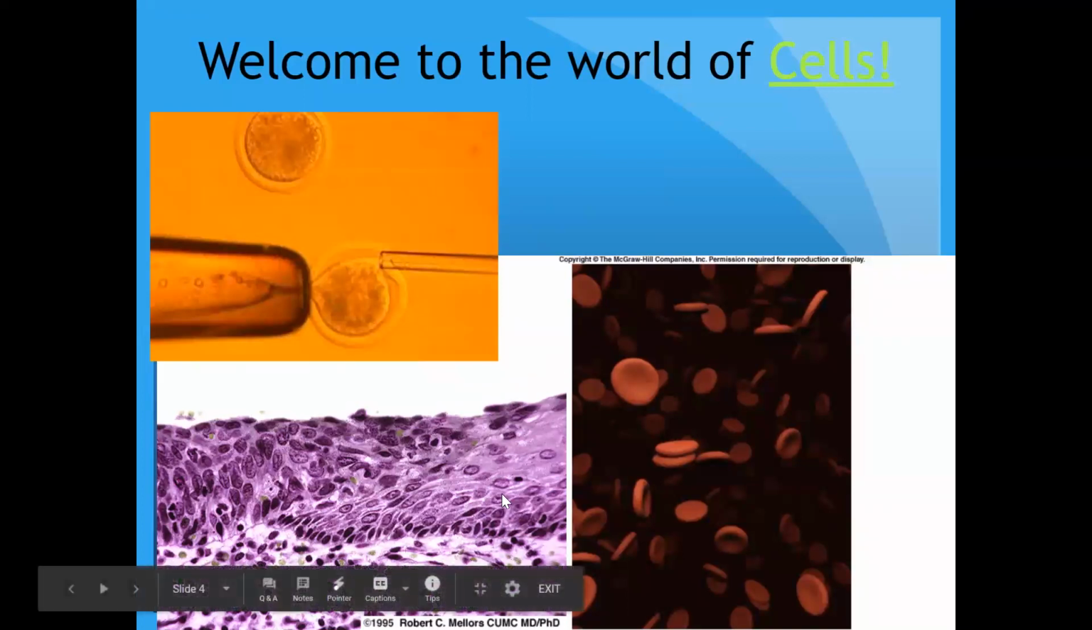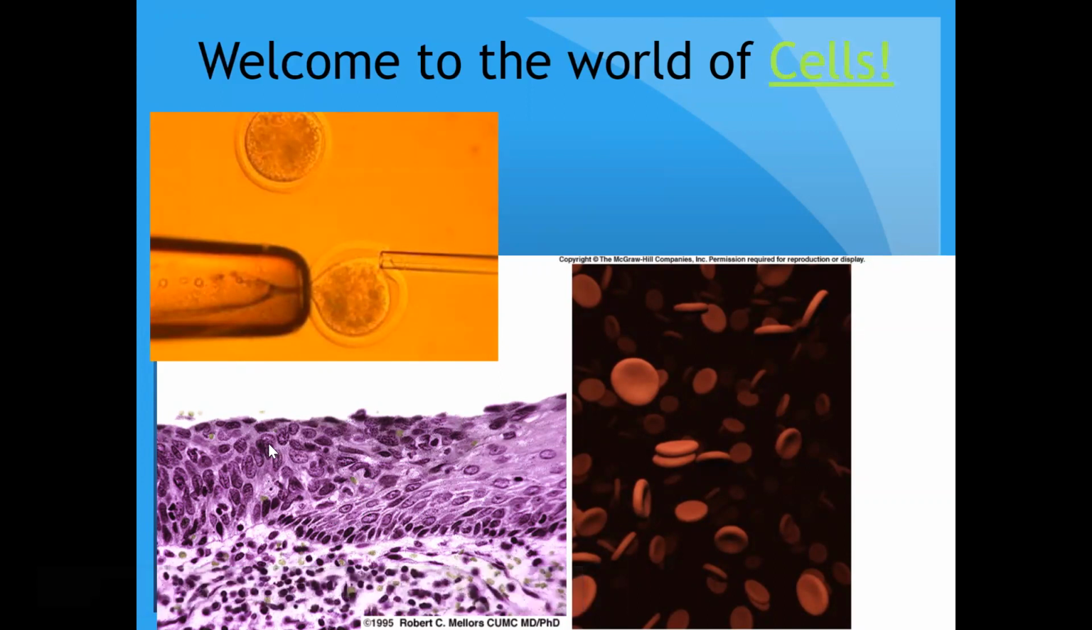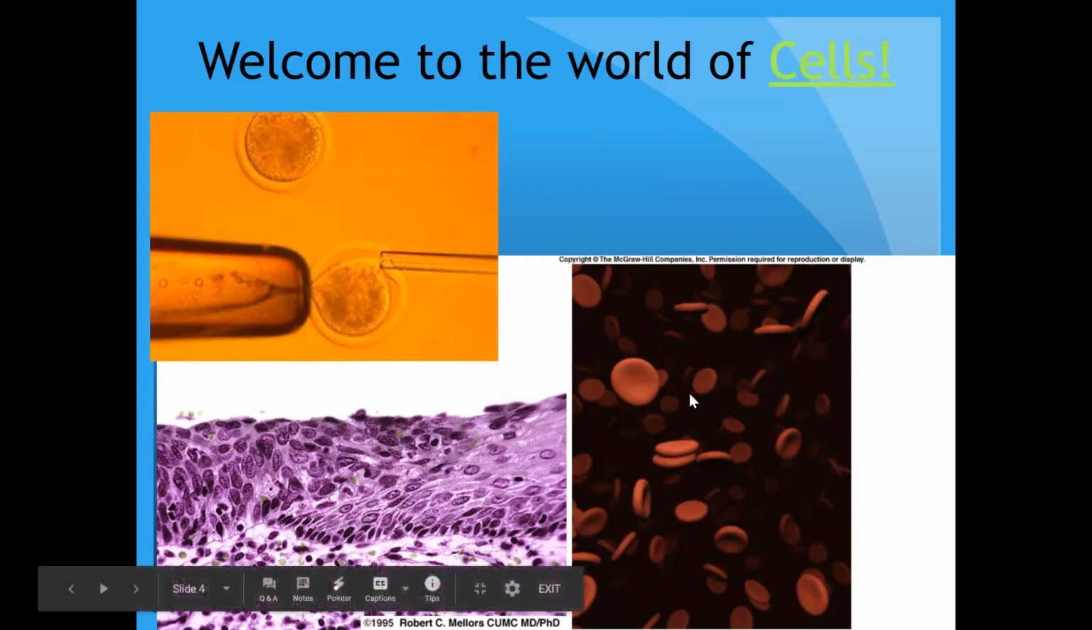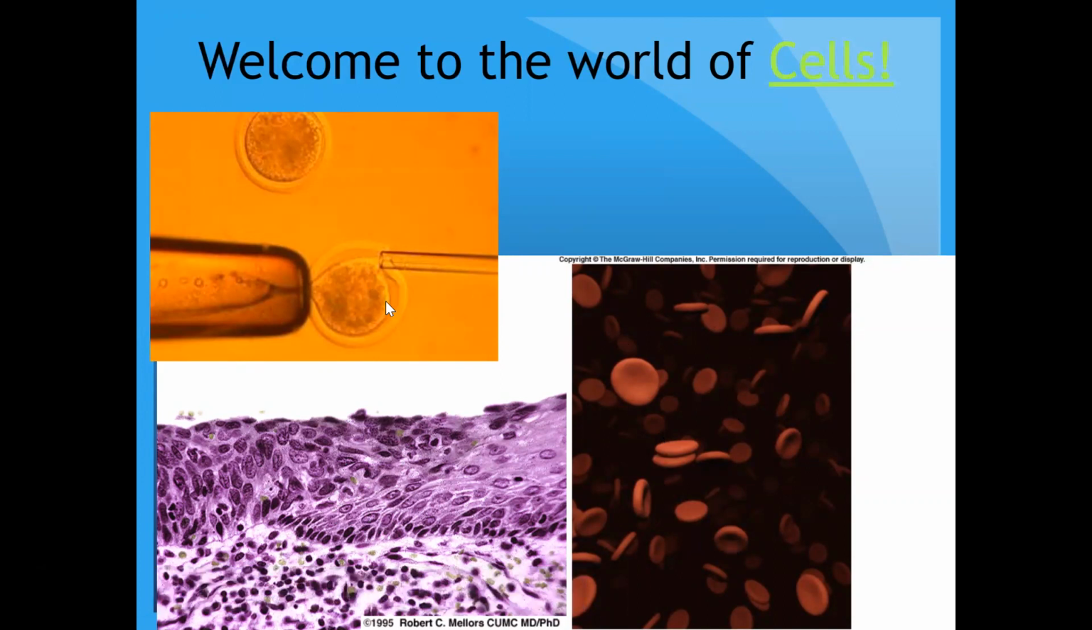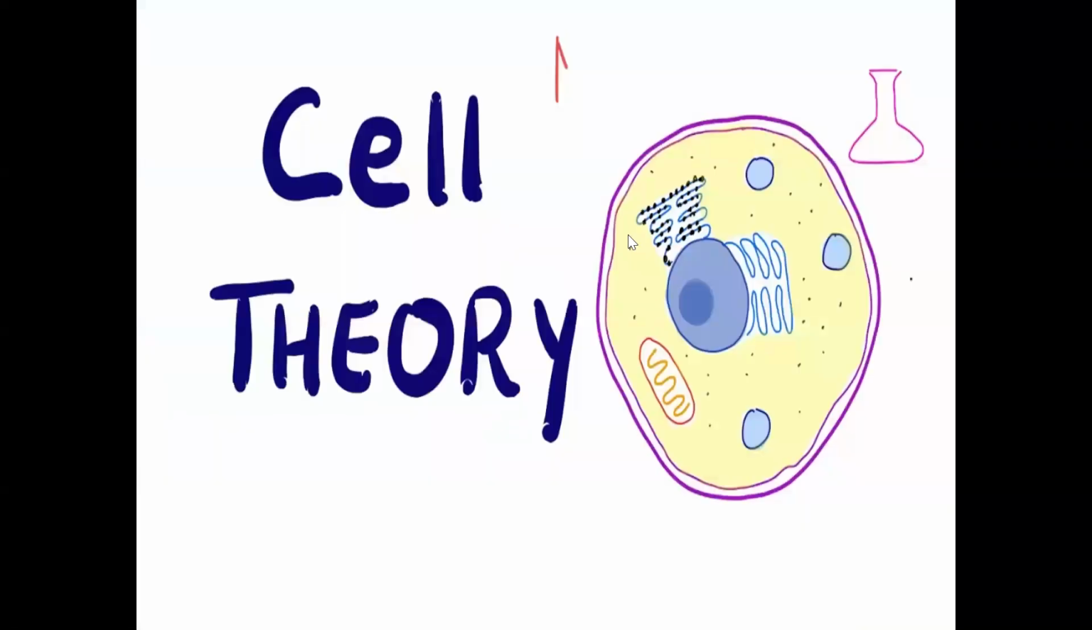In this video, I can tell you right now that this is a picture of tissues. So this is a lot of different cells linked together. These are pictures of red blood cells. And this is a picture of an egg cell getting artificially inseminated. So we have many different kinds of cells, and we're going to talk about those today. So the first thing let's talk about is the cell theory. What is a cell and what is a cell theory, right?